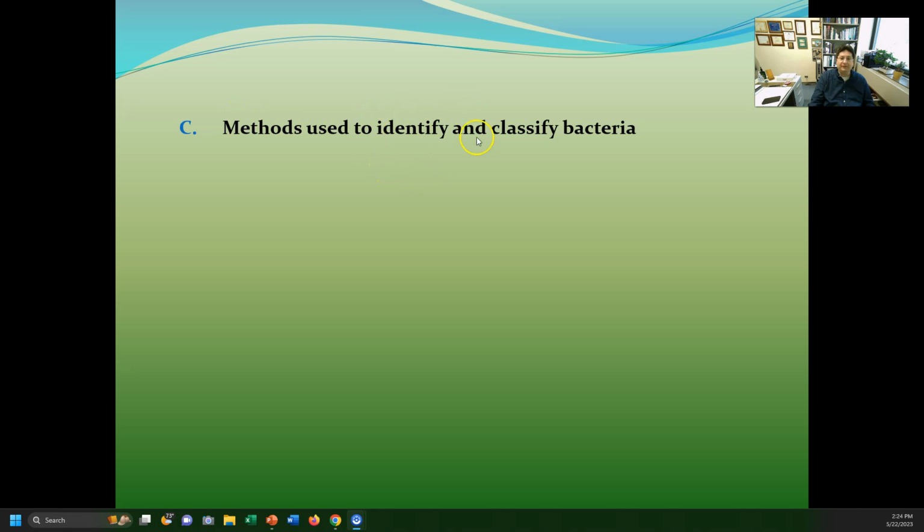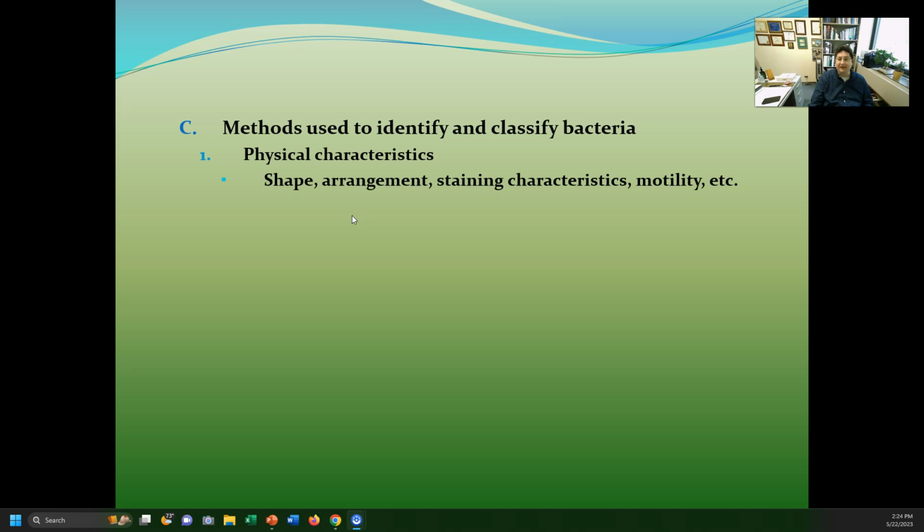Now, what are the methods used to identify and classify bacteria? We'll be coming back to this a little bit later, but just as a preview, one of the things we can look at are the physical characteristics. What do the bacteria look like? What's their shape? How do they group together, the arrangement? Do they take on certain dyes or stains? Do they move, etc.? We can do chemical or biochemical tests of them.